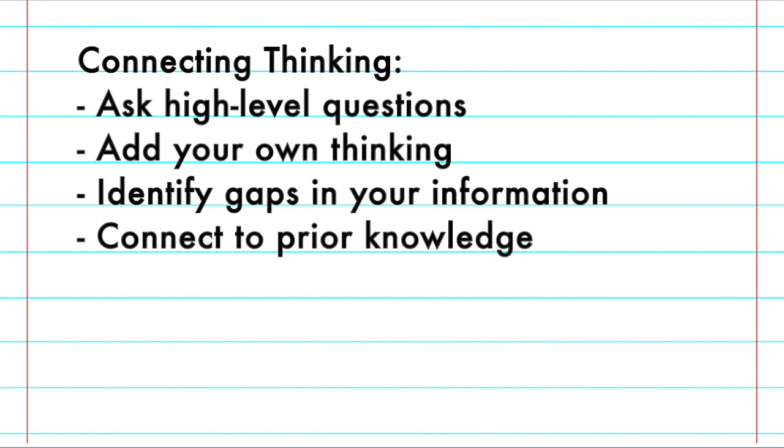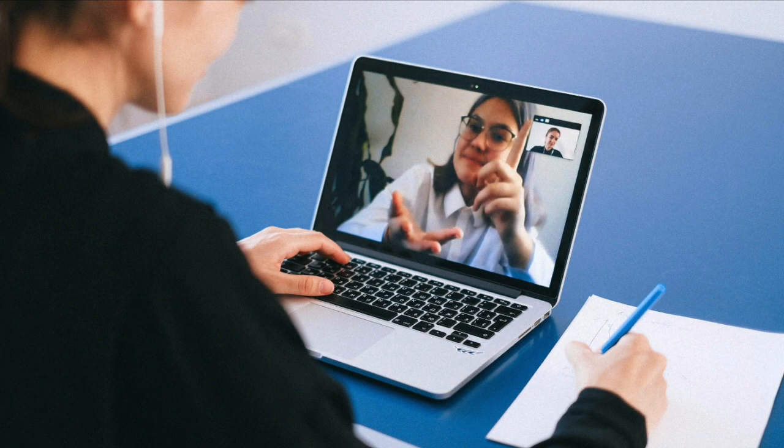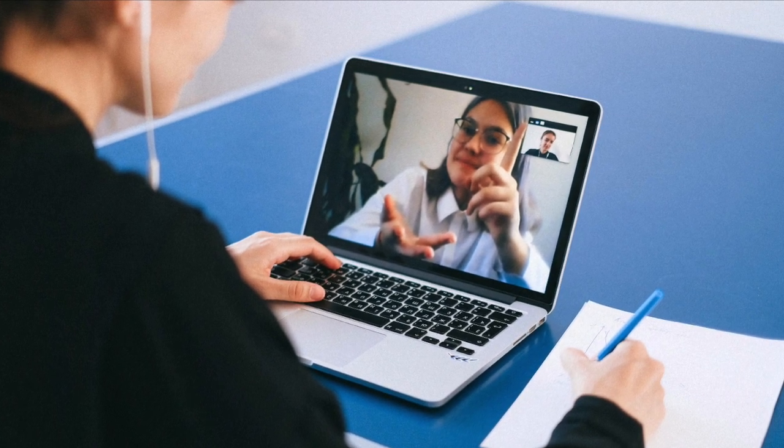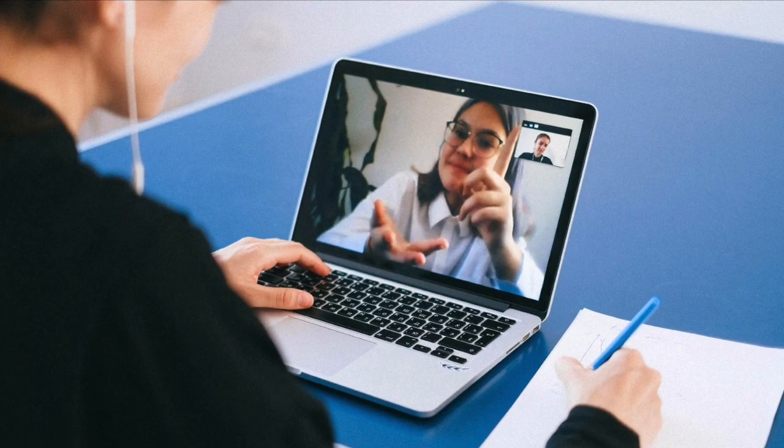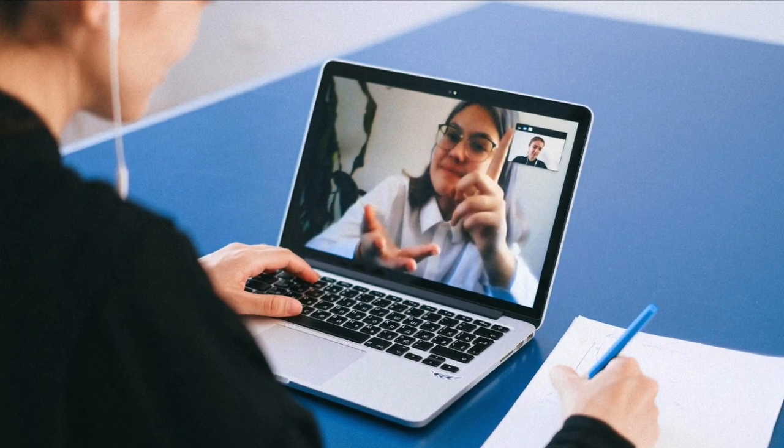When you connect thinking, you'll be asking higher-level questions, adding your own thinking, identifying gaps, and connecting to prior knowledge. If you've done reading before class, you may be linking the text to what's said in lecture, or you might be working in a study group or with a tutor to relate ideas.